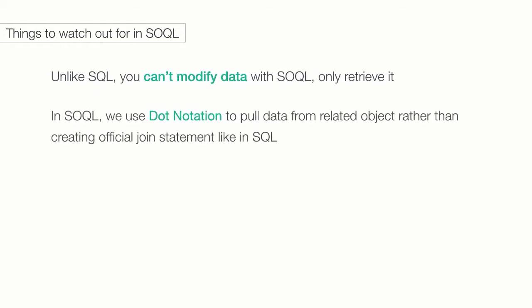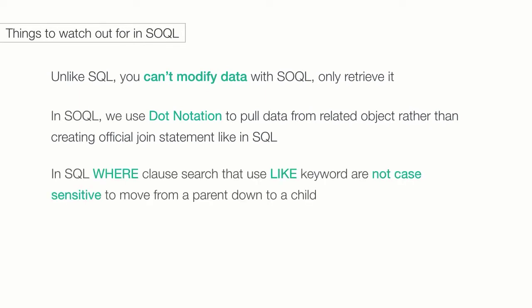In SOQL, we use dot notation directly in the select statement to pull data from related objects, rather than creating an official join statement as we would in SQL. In SOQL, where clause searches that use the like keyword are not case sensitive. There are some other more subtle differences, but for the most part, SOQL and SQL are pretty alike.